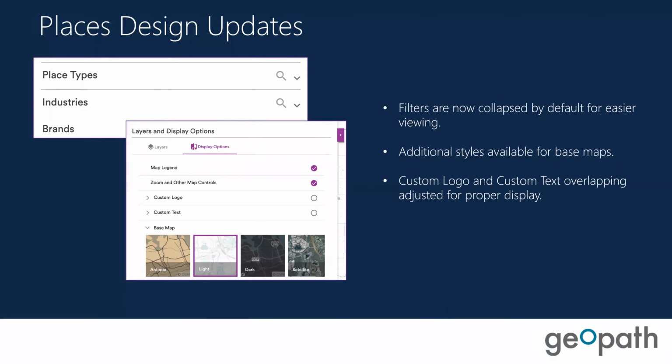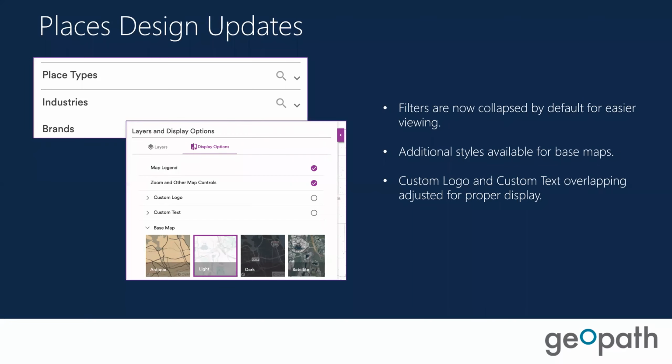The other helpful change, as you're planning or creating custom maps for your clients, is the ability to change the base map. Previously there was the light and satellite version. Now there's the antique version and dark version. Depending on what you're doing, the color coding you're using, or just the needs of your client, you can choose which map is most appropriate to display the inventory you're going to look at. Also, custom logo and custom text overlapping has been tweaked, so it's showing up a little nicer as well.